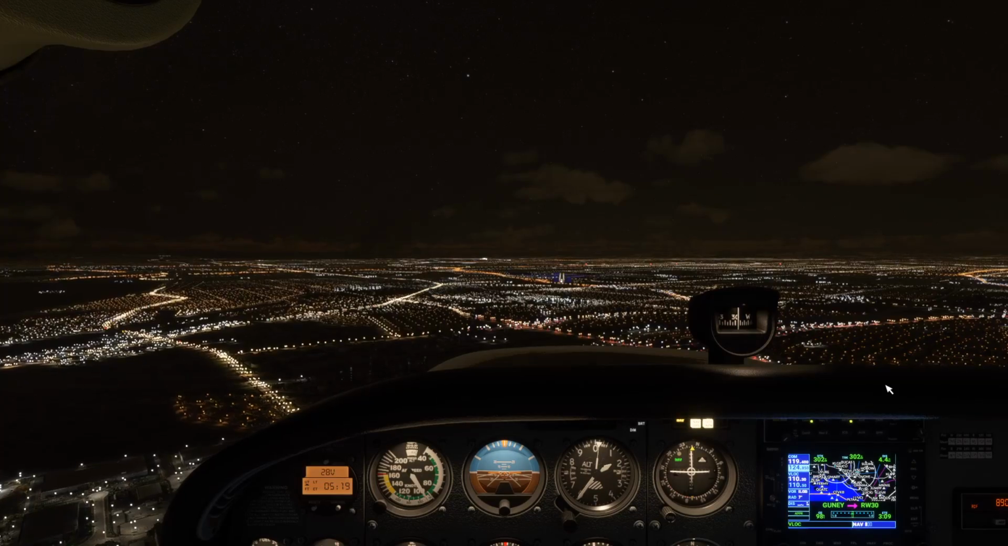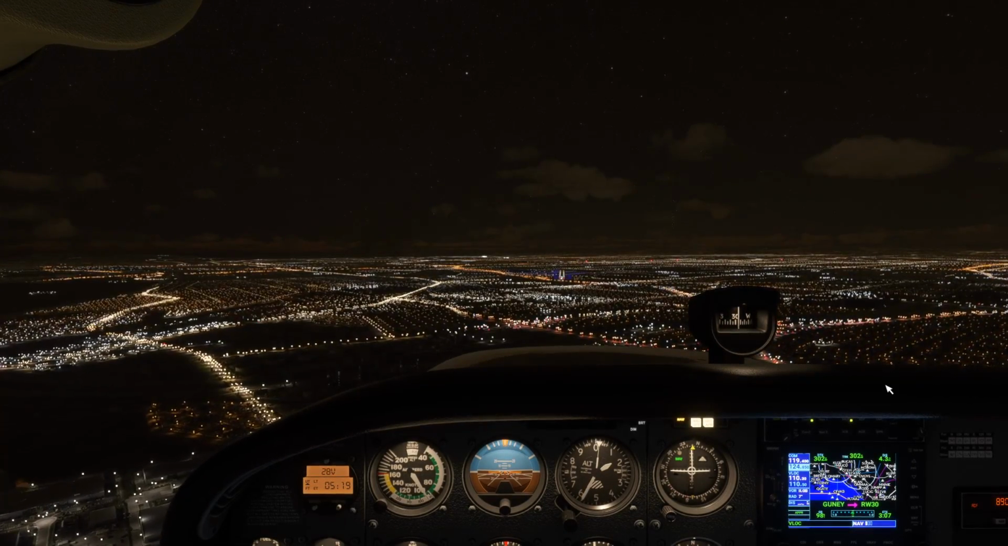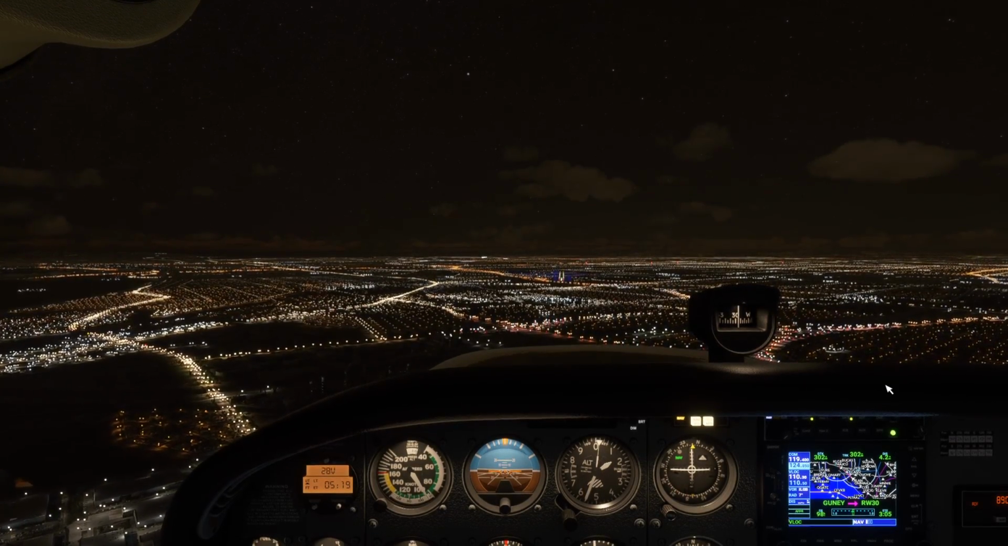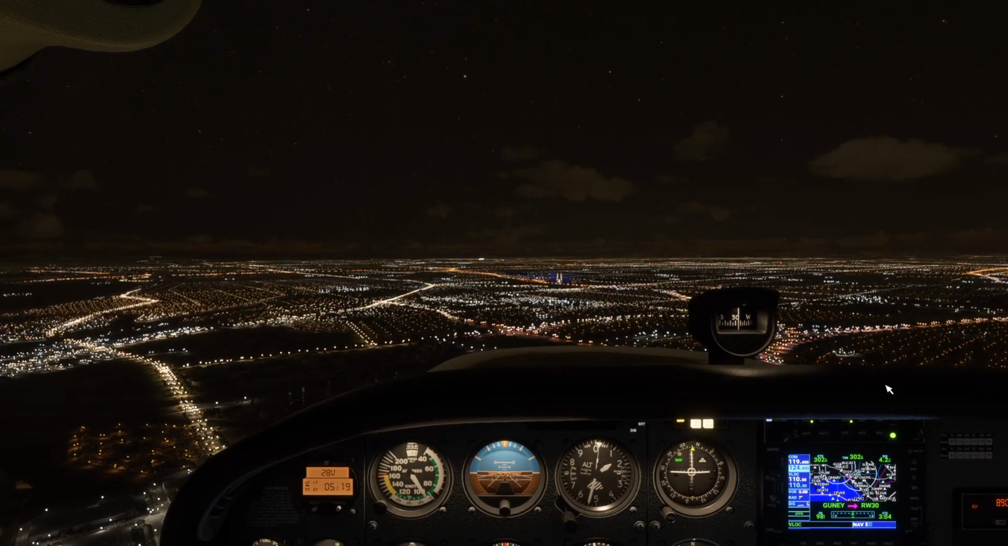Okay, so they cleared us to land, and they gave us the wind information. So I'm just managing our throttle and our flaps right now.